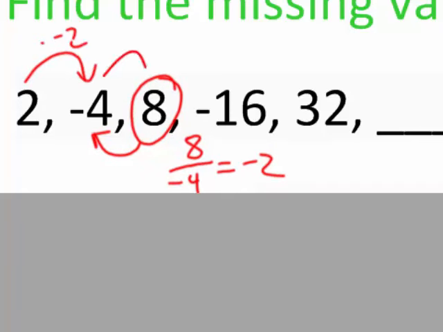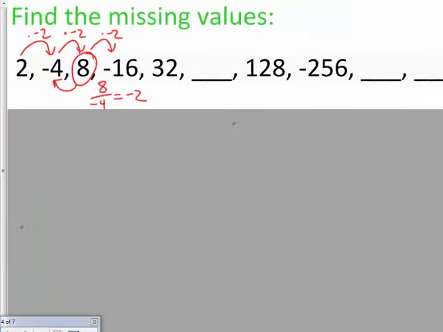So are we multiplying by negative 2 each time? Multiply by negative 2. Yeah, this is the example I did earlier. Multiply by negative 2. Multiply by negative 2. So I just keep going. 32 times negative 2 gives me negative 64. And I can keep going all the way over here. So I should get a positive 512. And then I should get a negative 1024.